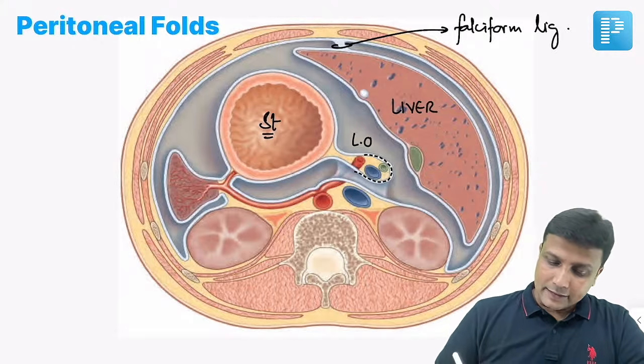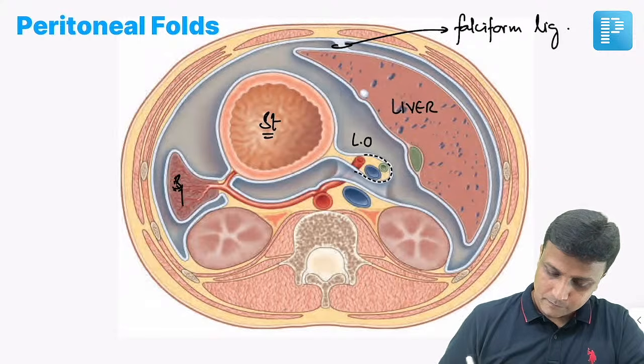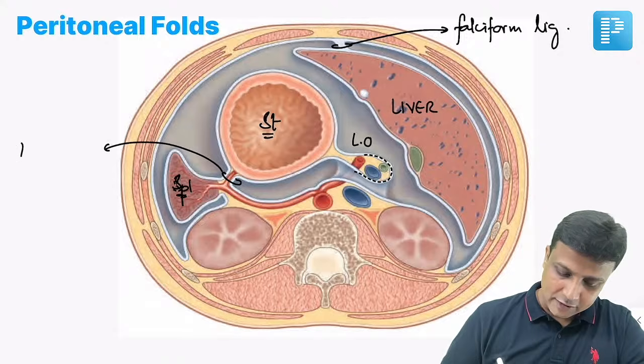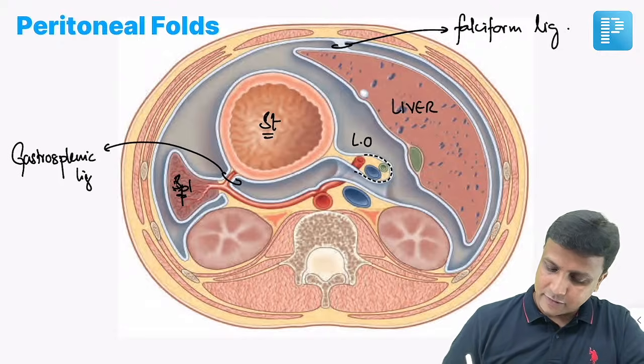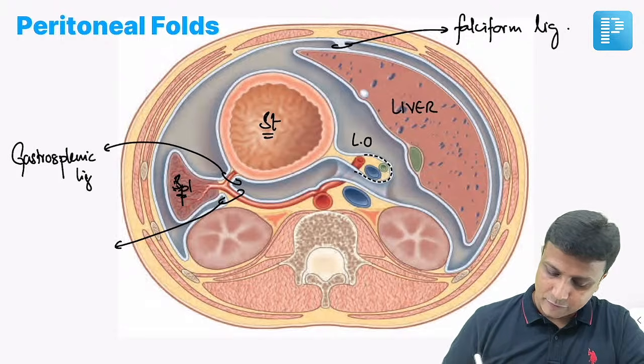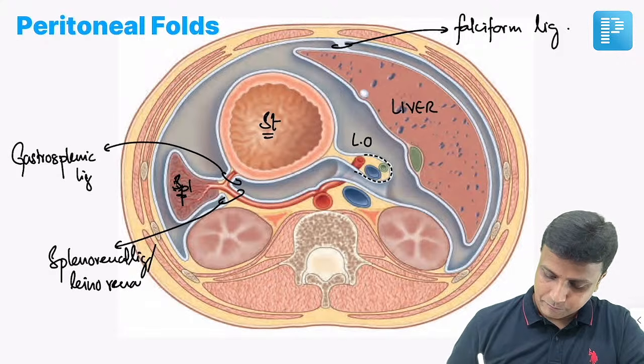Then this one here will be the spleen, and between the stomach and the spleen here, sir, this ligament here will be the gastrosplenic ligament. And finally here, between the spleen and the kidney, this one will be the splenorenal ligament. Splenorenal ligament, or else we can also call this one the lienorenal ligament.